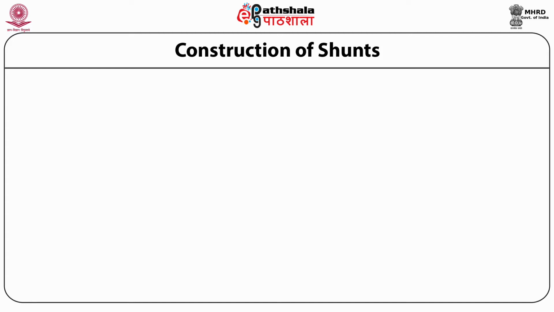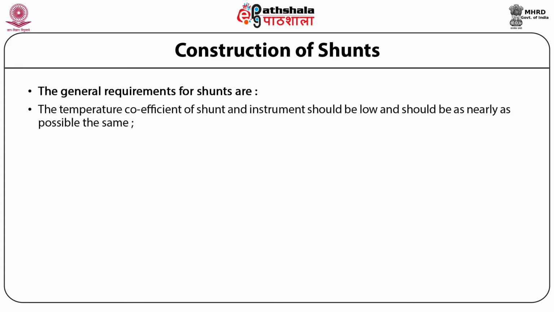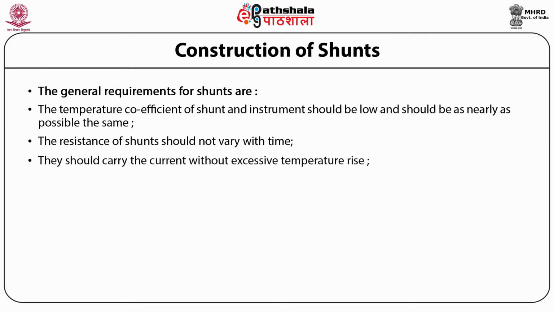Students, now let us study the construction of the shunts. The general requirements for the shunts are: first, the temperature coefficient of shunt and instrument should be low and should be as nearly as possible the same. Second, the resistance of shunts should not vary with time. Third, they should carry the current without excessive temperature rise. Fourth, the shunts should have a low thermal electromotive force.